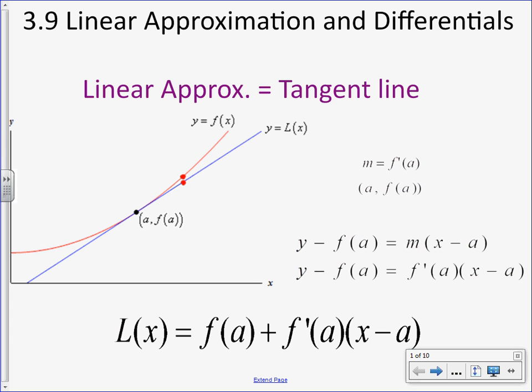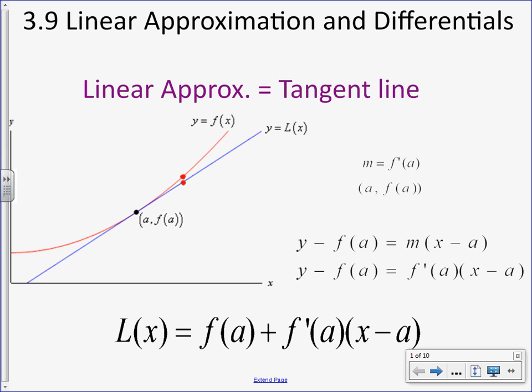So we take the derivative, and that tells us our slope. And then we use point slope form: y minus y1 equals slope times x minus x1. Our slope is really our derivative. And if we're approximating the y value, we're going to have to add this number over. That's what I have right here. That's all that this is.